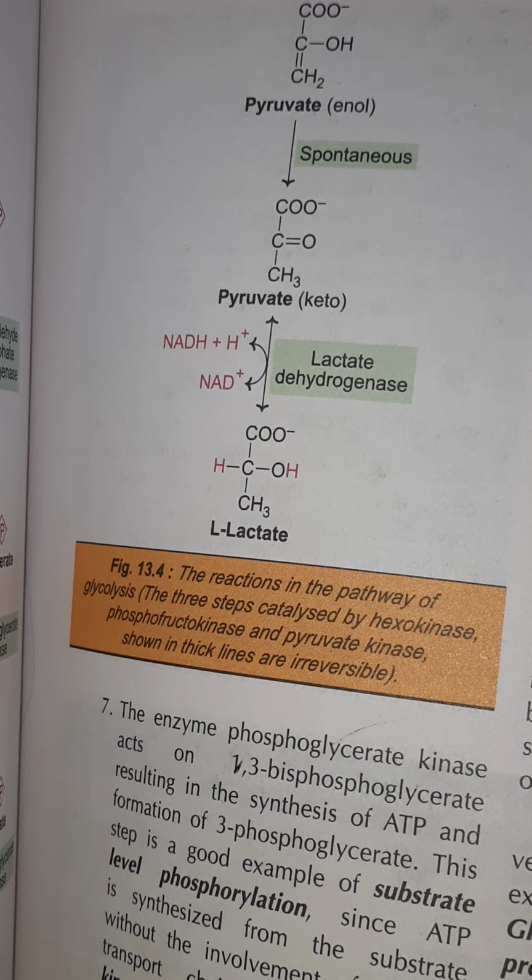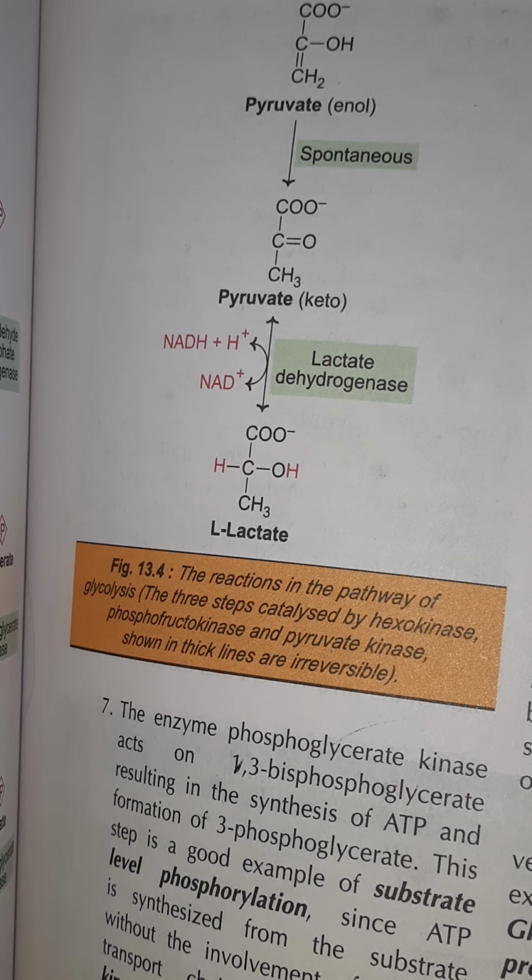Next step is conversion of phosphoenol pyruvate to pyruvate. The phosphate group in the phosphoenol pyruvate is transferred to an ADP molecule in the presence of the enzyme pyruvate kinase and magnesium ion, with the formation of ATP and pyruvate. Here it generates 1 ATP molecule.